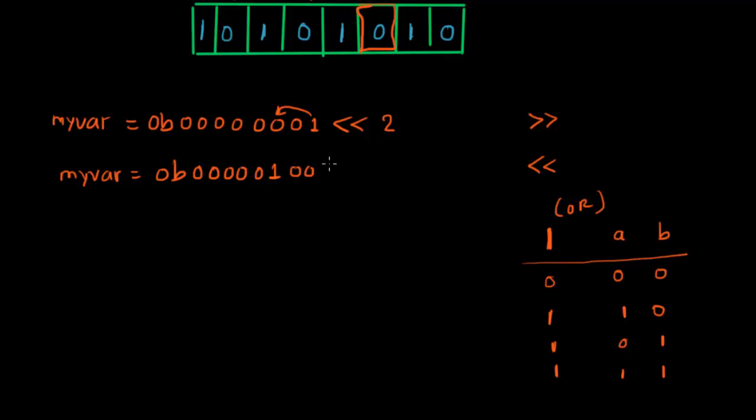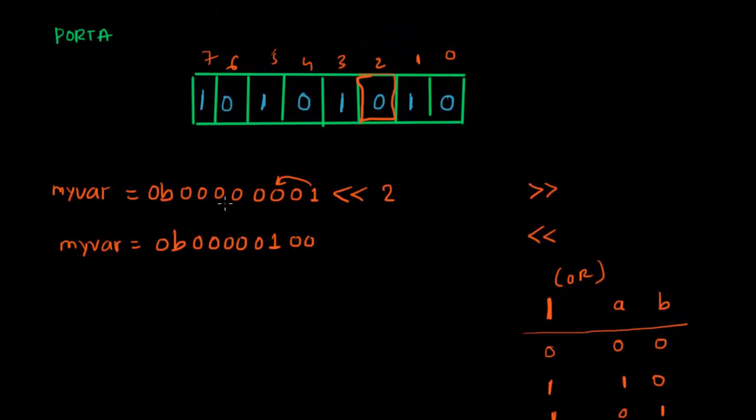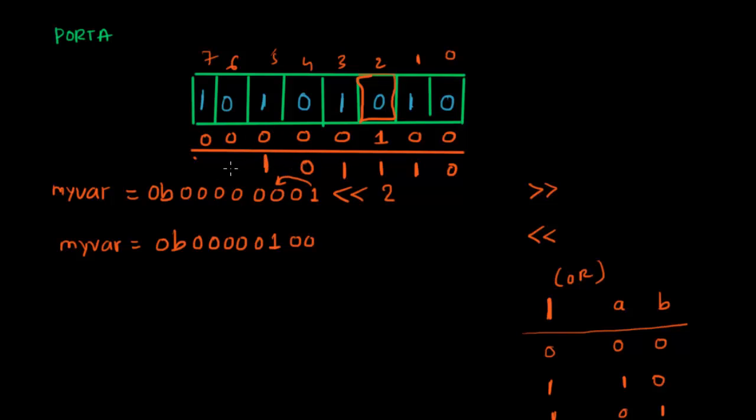And when we OR this with the register data, let's see what happens. So what we have here is only this bit is 1, followed by 0 0. Now if we individually OR all the bits in this, what we get is this is 0, this is 1, this is 1, and this is 1, this is 0, this is 1 OR 0 is 1, 0 OR 0 is 0, and this is 1. So now what we have done here is we have turned on only this particular bit without affecting all the other bits.